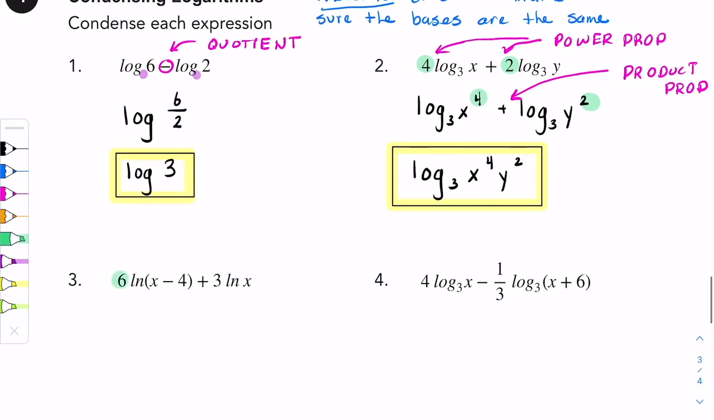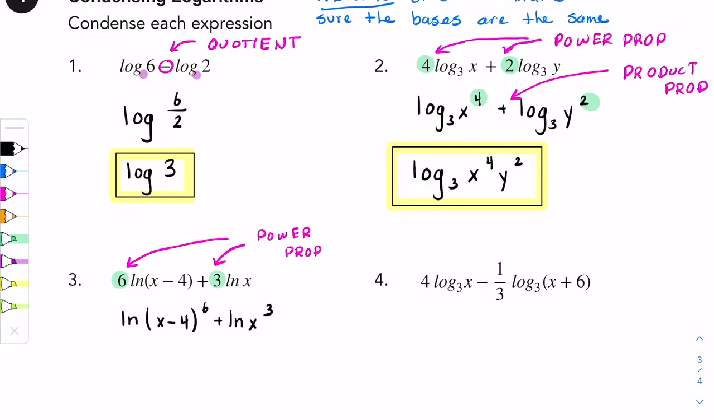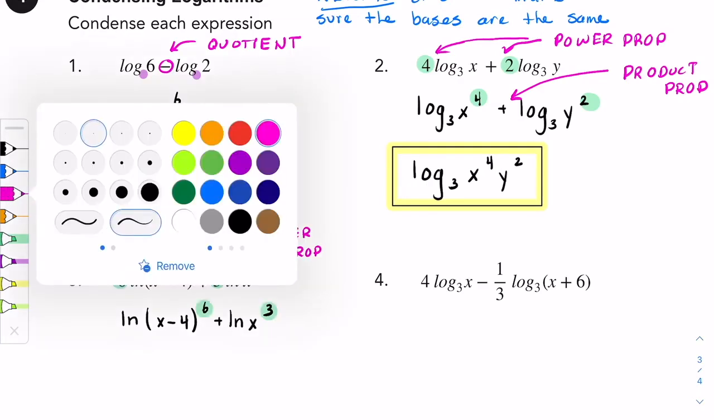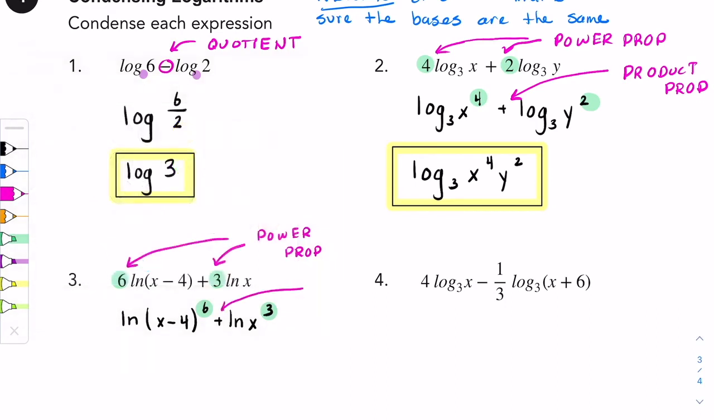Number 3, 6 times ln of x minus 4 plus 3 times ln of x. We're going to start with the power property. Rewriting this as ln of x minus 4 raised to the power of 6 plus ln of x raised to the power of 3. The addition sign indicates product property. I can write my final answer as ln of x minus 4 times 6 multiplied by x cubed.